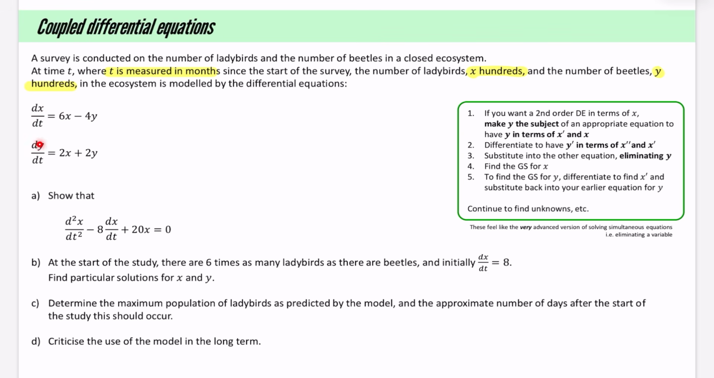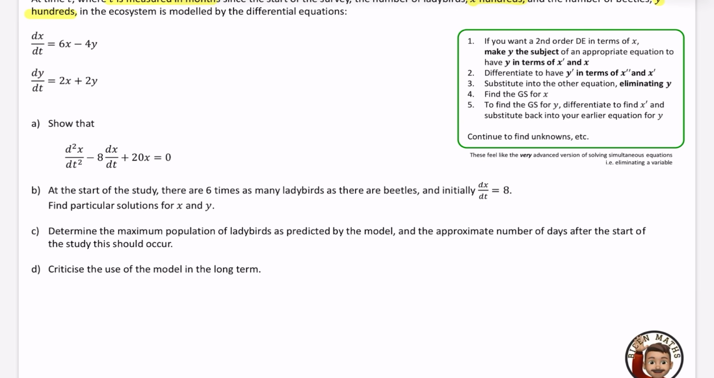I can't do it here because I have y and y dash in two different places. I need to make y the subject so that I can change it into everything in terms of x. So from this first one, I'm actually going to rewrite it, by the way. I'm going to write it as x dash, meaning it's been differentiated, equals 6x minus 4y. And this one is y dash equals 2x plus 2y.